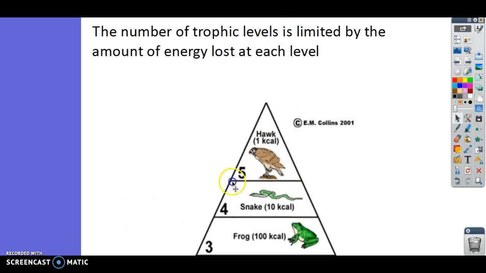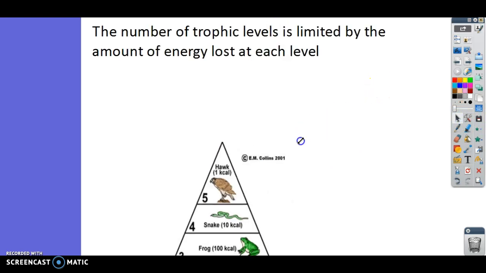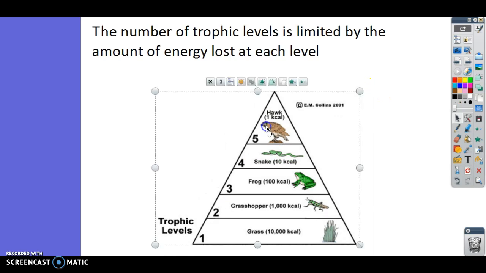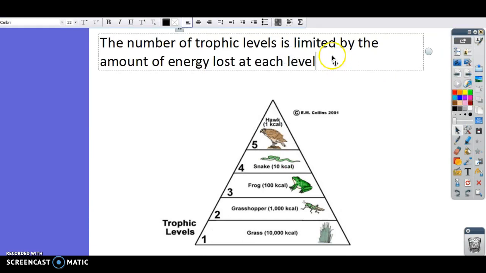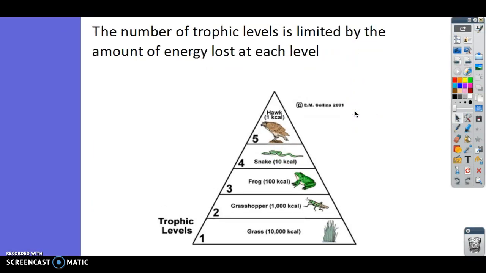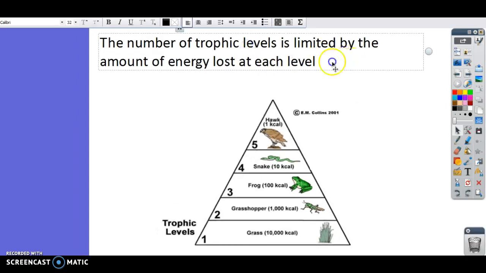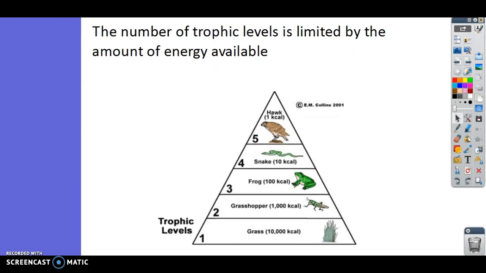So the last thing I'm going to leave you with here is that the number of levels is limited by the amount of energy available. So we only have so much energy. I like that better. So ecosystems only have so much energy. That energy comes from the sun, and then the producers get it, the plants, but we move up in those levels, and we ultimately can only have so many levels because we only have so much energy.